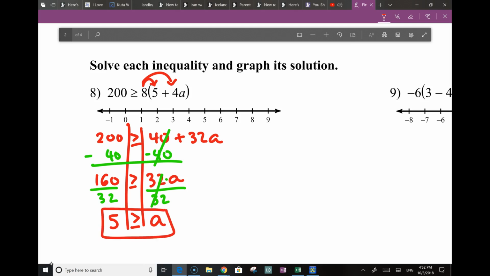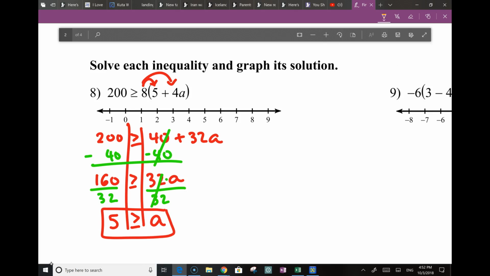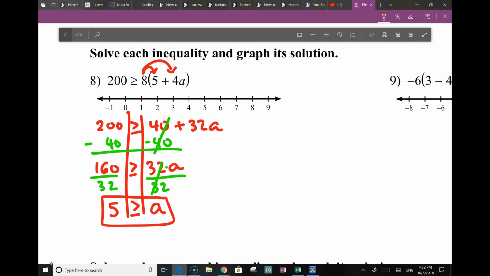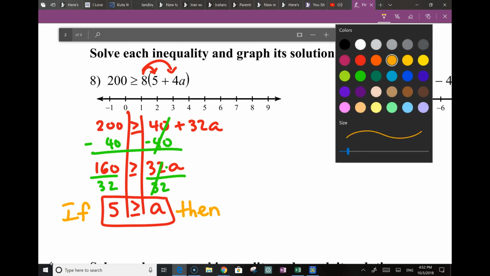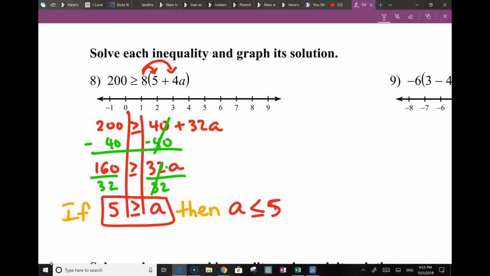Now I could go straight from here into the graph if I really know what I'm doing. What I like to do is invite everyone to think about this as a question. Here's a sentence starter. If I were to say, if 5 is greater or equal to A, then what can you say about A? So if 5 is greater or equal to A, then A would have to be less or equal to 5. It's just a reversal of that statement. I'm not changing what I'm saying, I'm simply changing how it's being said.